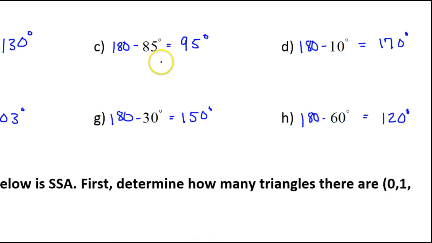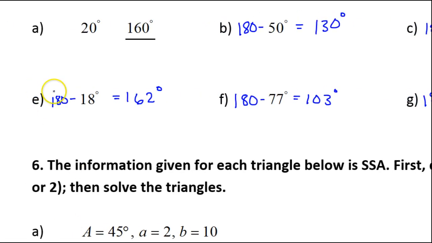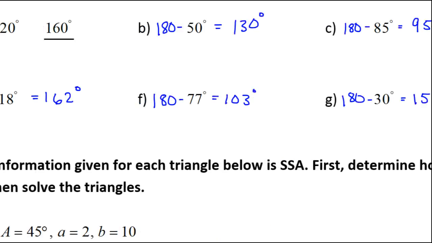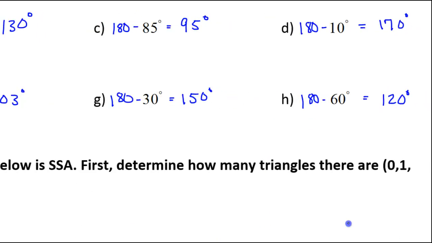And then we'll just be doing the same thing for all the rest. So just taking a quick tour, 180 minus 85, 95. 180 minus 10, 170. 180 minus 18, 162. 180 minus 77, 103. 180 minus 30, 150. 180 minus 60, 120.